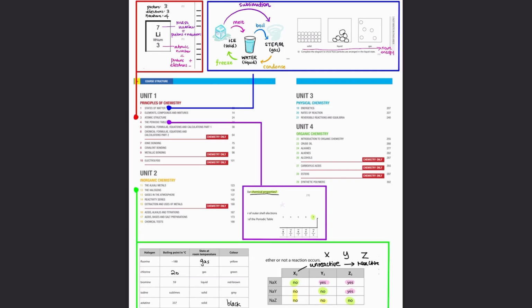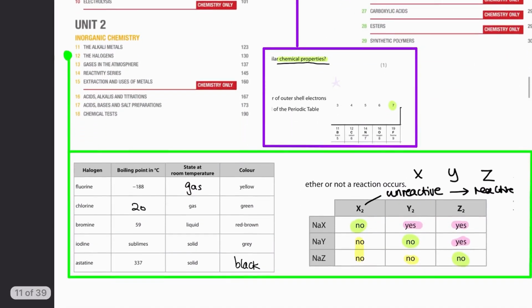Finally, the green box, which is on the halogens. The halogens are group 7 in the periodic table: fluorine, chlorine, bromine, iodine, and astatine. You need to know what they look like in terms of the color. So over here, fluorine is a yellow gas, chlorine is a green gas, bromine is a red-brown liquid, iodine is a gray solid, astatine is a black solid. Make sure you know their color and their state. And just appreciate as well their boiling point, which increases as you go down the group, because the intermolecular forces are getting stronger.